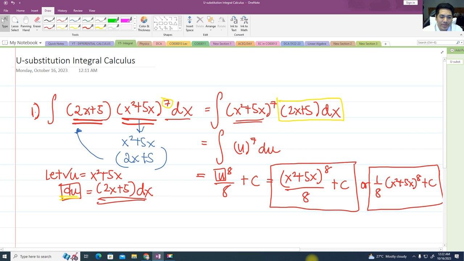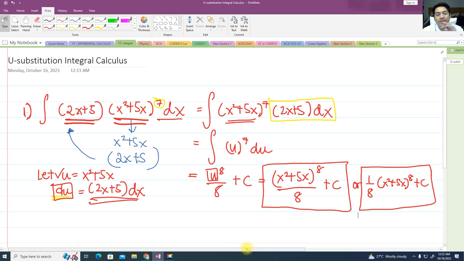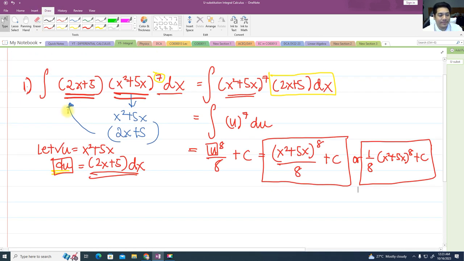So we use U-substitution if there is a term in the integrand that can be substituted as a u, and if we get the derivative of that u, the resulting derivative is also present in the integrand.